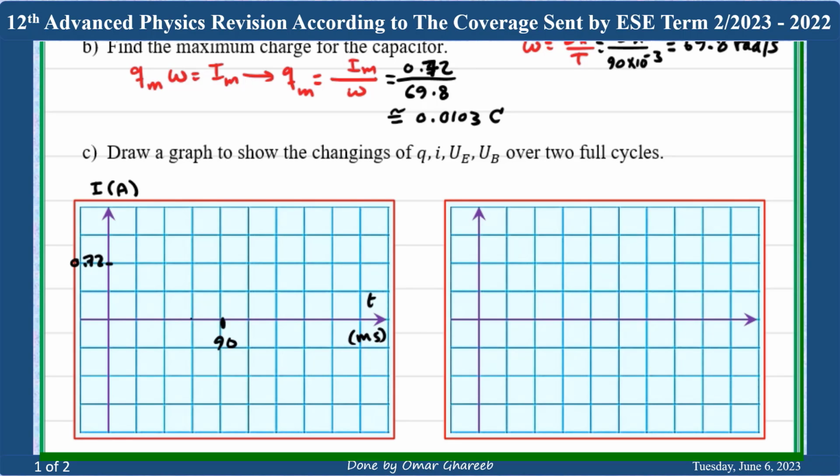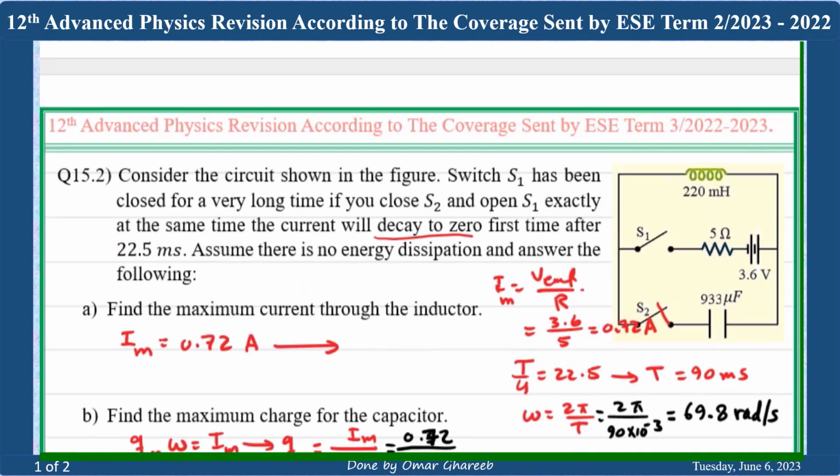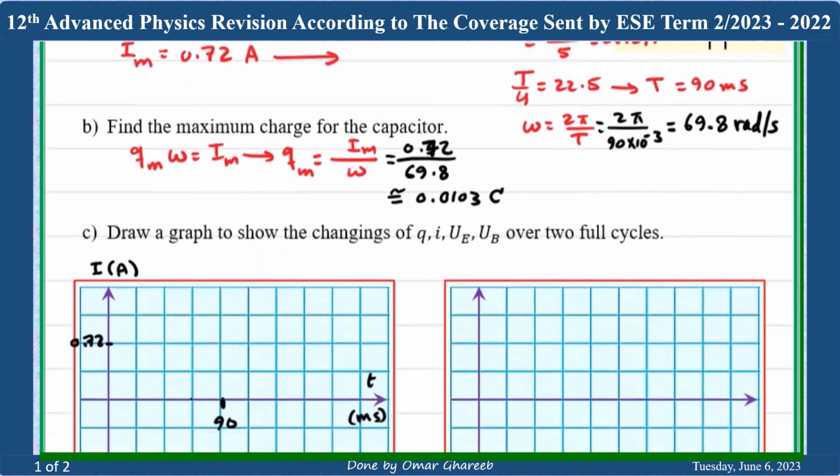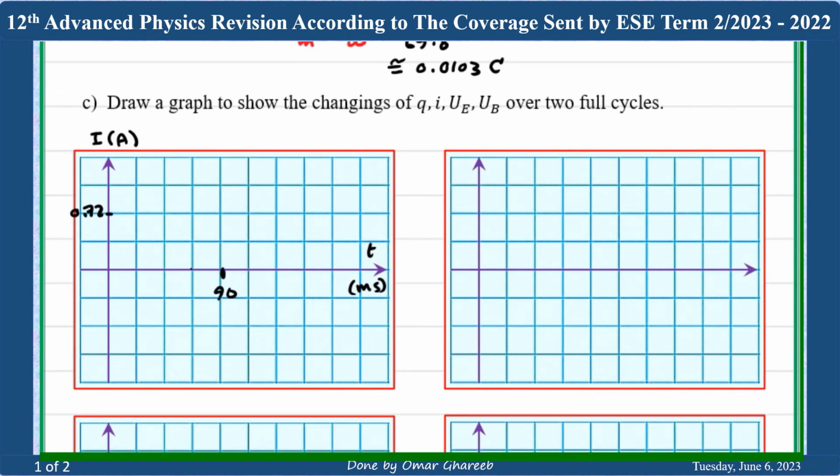Now for this circuit, it starts with current, not with charge. So the current would be cosine. The current is cosine from maximum to 0, then negative maximum, then it will go up to 0 again and comes here. This is one cycle. The other cycle is like this. This is I equals I maximum cosine omega t.